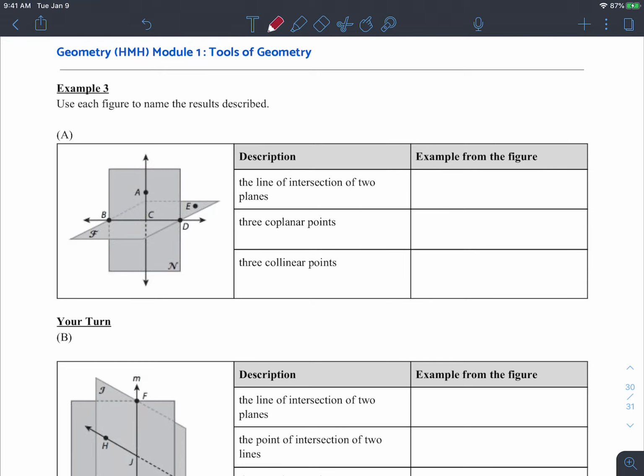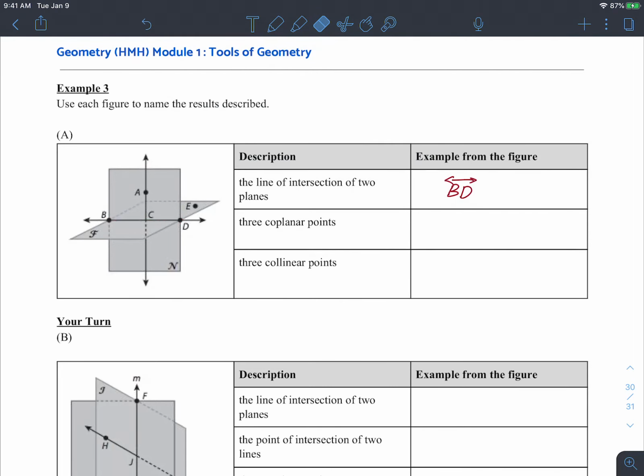In this particular case, it's asking you the line of intersection of 2 planes. So what I see is that we have plane F. See that right there, guys? Plane F. And there's another plane right here, and that's plane N. What's intersecting that? It's this one right here, guys. So I'm going to call that line BD. I suppose you could call it CD or BC, but I tried to use the one that was in the edges right there. Okay.